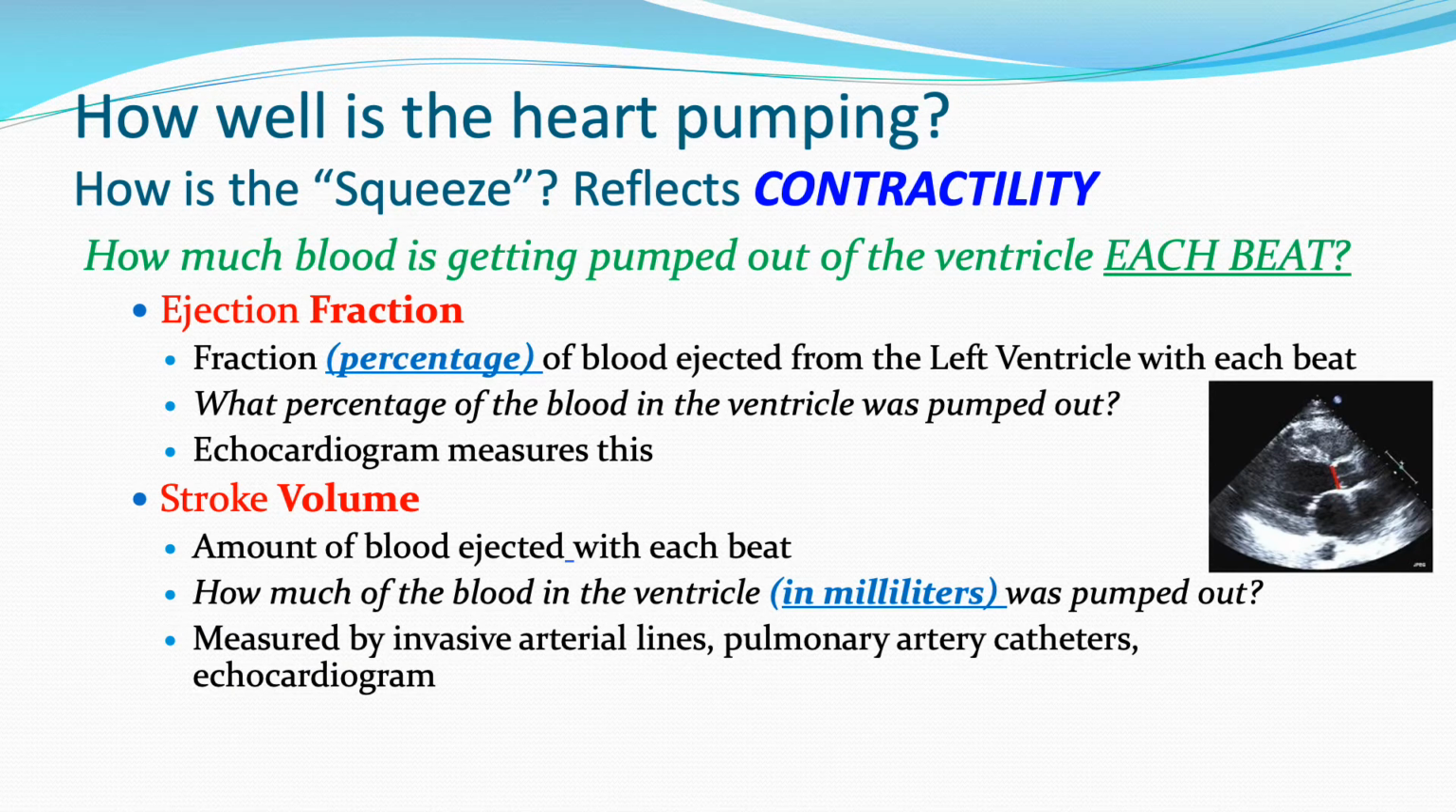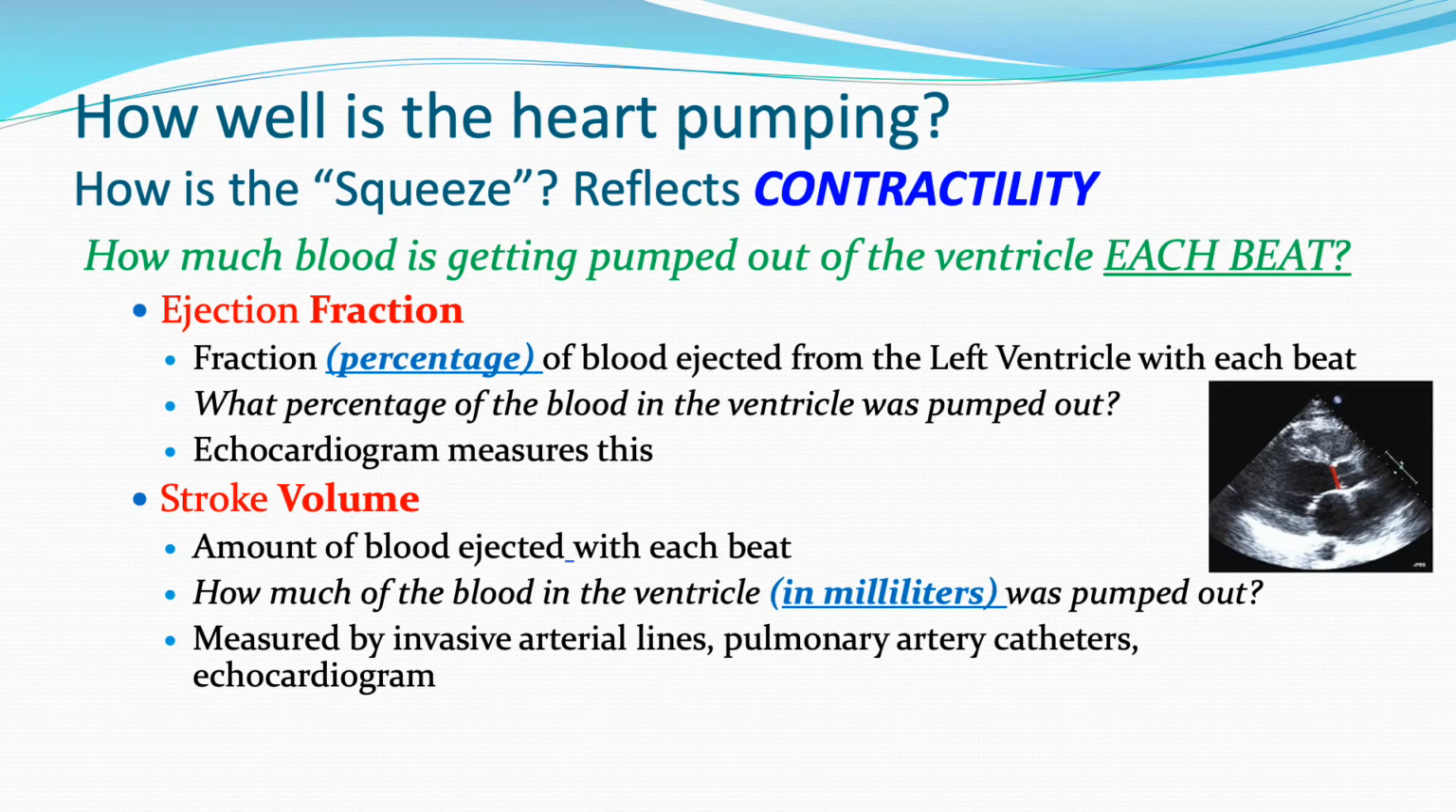So remember, the left ventricle doesn't completely empty out every time it squeezes during systole. A little bit of blood is left behind, and that's normal. However, if too much blood is left behind, what does that mean? Well, the ventricle didn't squeeze hard enough to get enough blood out. So ejection fraction is calculated in a percentage. What percentage of blood that was in the ventricle was left behind when it squeezed?